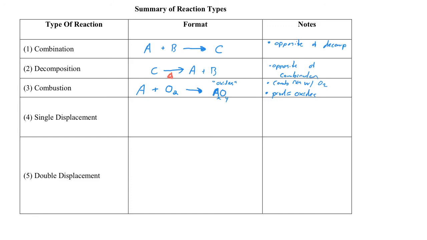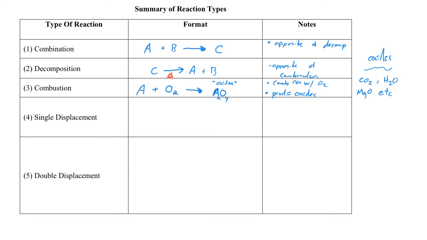Okay? And oxides will include things like carbon dioxide, water. Carbon dioxide is the oxide of carbon. Water is the oxide of hydrogen. You might also see things like magnesium oxide, right, where we have one oxygen with magnesium because magnesium has a +2 charge and oxygen has a 2 negative charge. So these are all examples of oxides. Okay? So that's what a combustion reaction is. It's combining something with oxygen to make oxides.